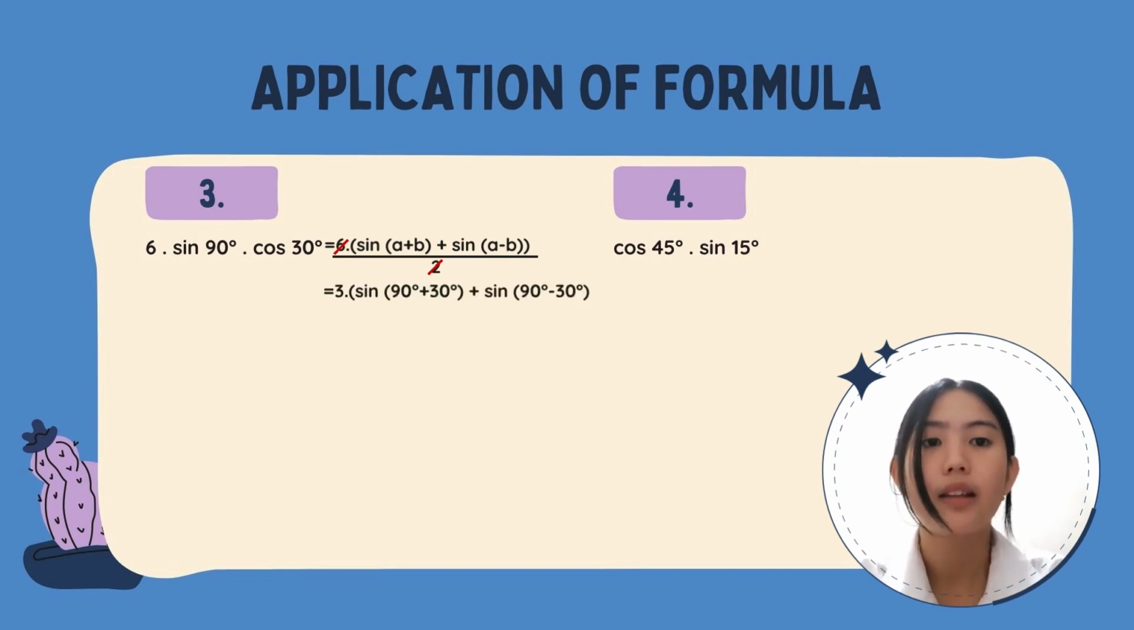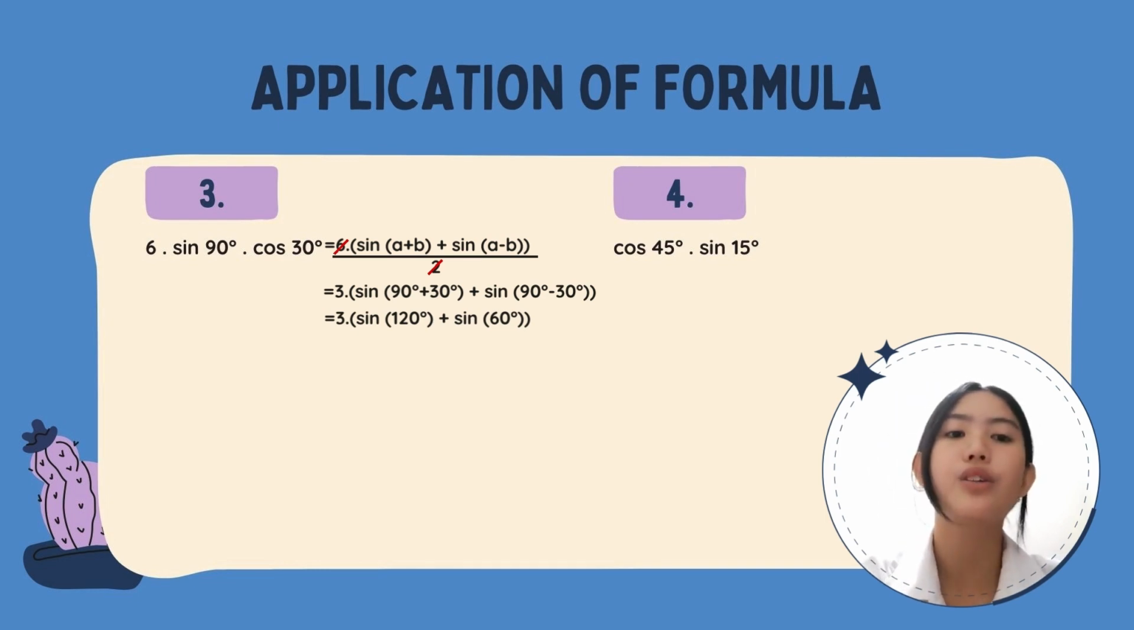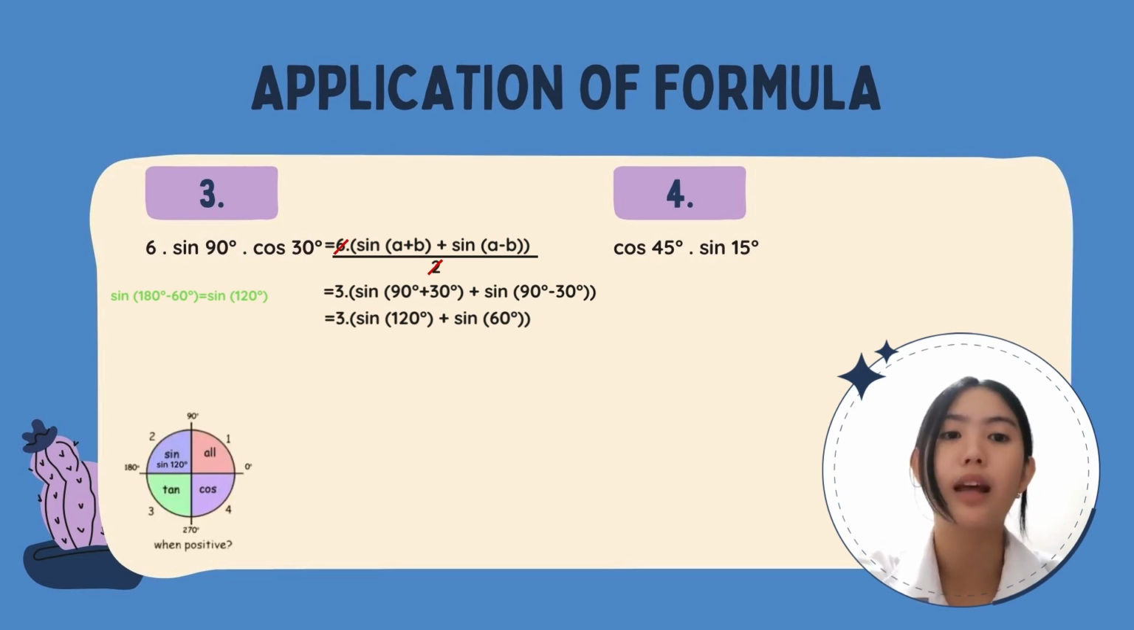So write down 3 times in the bracket sin in the bracket 90 degree plus 30 degree plus sin in the bracket 90 degree minus 30 degree. Add and subtract them. Then we're left with 3 in the bracket sin 120 degree plus sin 60 degree. And since we have 120 degree right here, which is not a special angle, we can use sin 180 degree minus what angle is equal to 120 degree, which in this case is 60 degree. 120 degree is in the second quadrant, which means that the sin stays positive. So sin 120 degree is equal to the value of sin 60 degree.